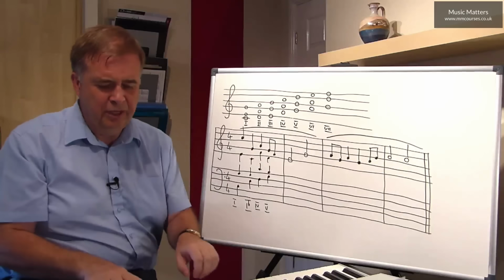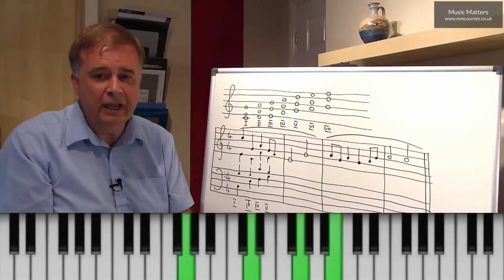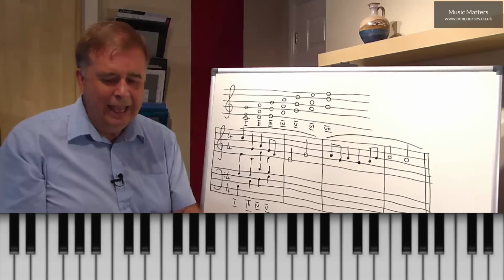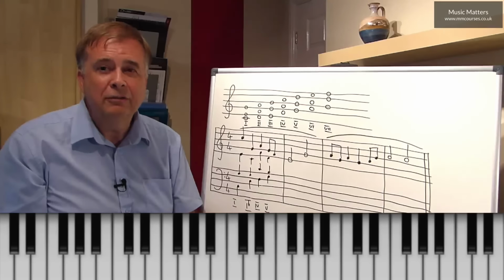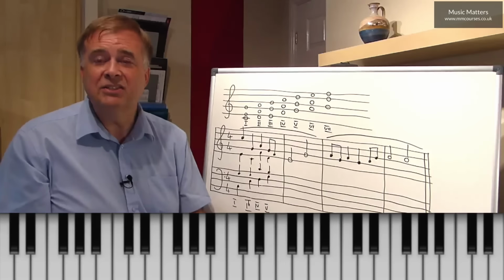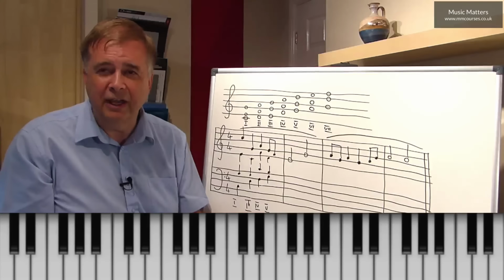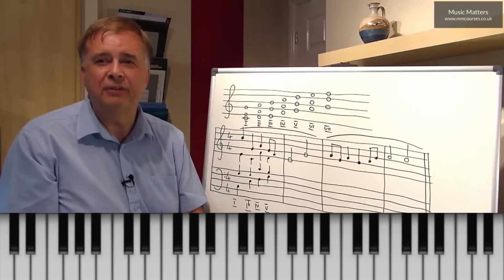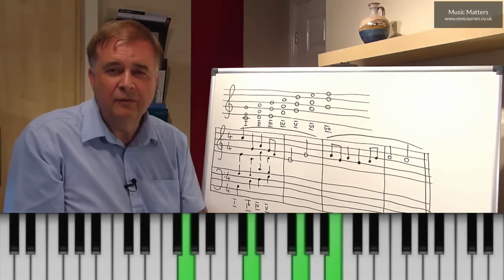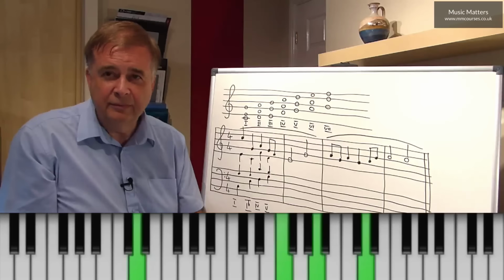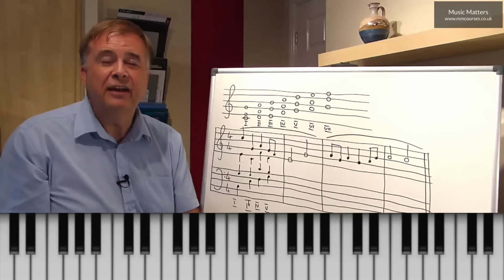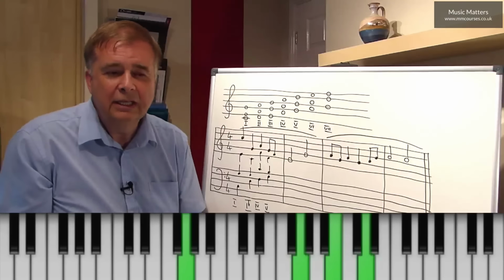Let's just do those again. Perfect cadence is 5 to 1. You can hear it's the end of something, that progression. A plagal cadence is 4 to 1. An imperfect cadence is something to 5, and it's normally 1 to 5. Here it comes. 1 to 5. Or it's 4 to 5. Or it's 2 to 5. And an interrupted cadence is 5 to 6.